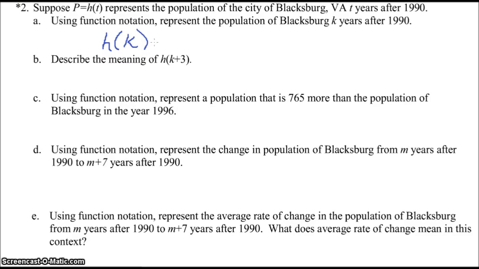That's it. Part B, describe the meaning of h of k plus 3. So k plus 3 is our input. Recall that that's the number of years after 1990. So k plus 3 just means k plus 3 years after 1990. And remember that our function h represents the population of the city of Blacksburg. So h of k plus 3 represents the population of the city of Blacksburg k plus 3 years after 1990.